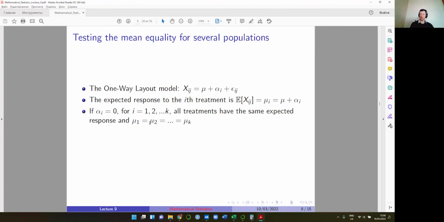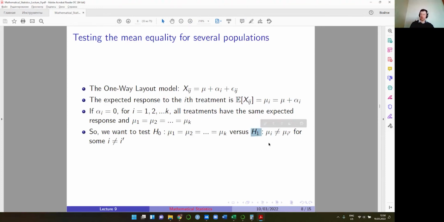And I hope you see that now we came to the point where this topic is similar to the previous topic. Because in the previous topic, we wanted to test mu1 equals mu2. Now, with the help of this model, we are testing mu1 equals mu2 equals mu3, mu4, up to mu k. This is therefore the extension of the previous topic. So we want to test the null hypothesis that mu1 equals mu2 and so on equals mu k. So all of them are the same numbers, and they are the same only if alpha i's for all i's are 0.